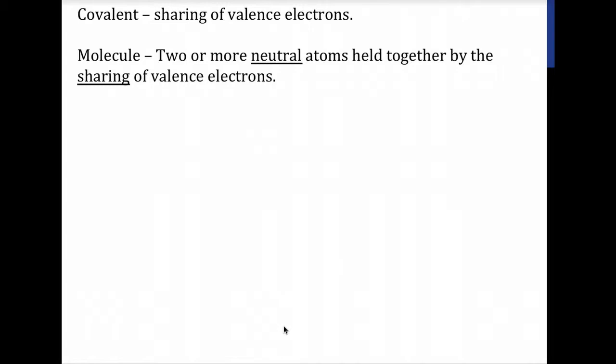So let's write our vocabulary words down. We defined covalent as sharing of valence electrons. And if you ran out of room on page 5, you can go ahead and continue these on page 6. And let's define the word molecule as two or more neutral atoms that are being held together by sharing of valence electrons.